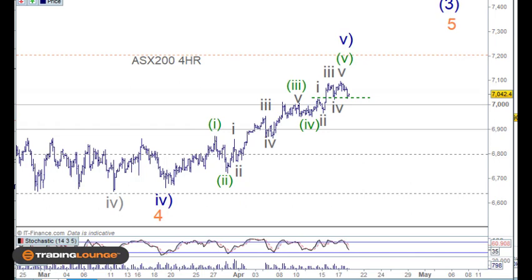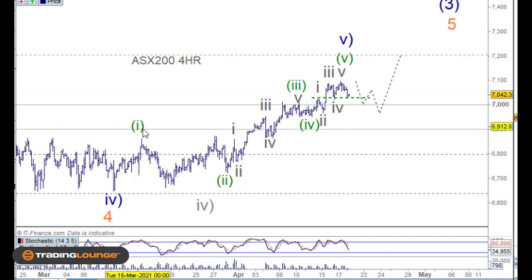So this is our original count, but we've changed this count now. We're looking at a bit of an ABC pattern here, and then one more move up through here. The reason for that is we're moving this scenario over here, as we mentioned yesterday. So we're going to swap these around over here.